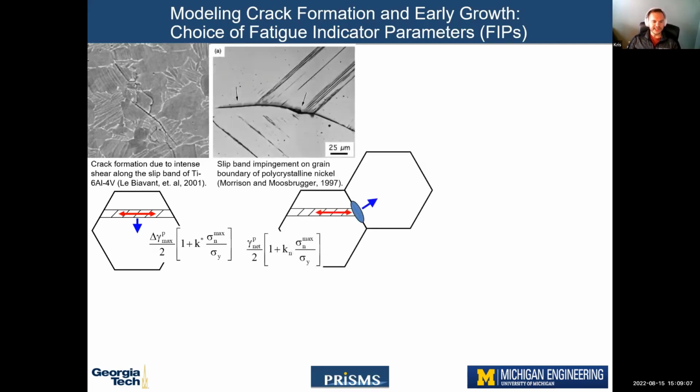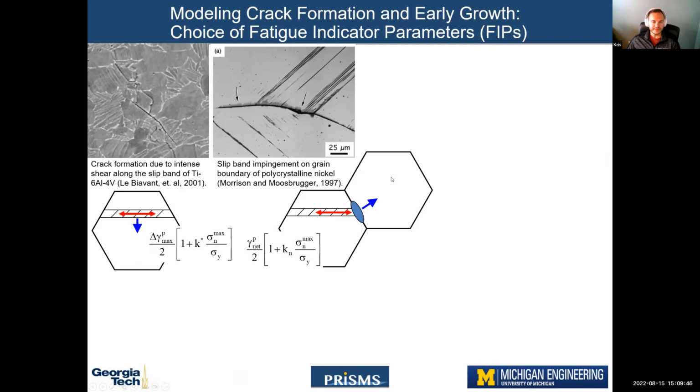Another common FIP is the grain boundary impingement FIP that's shown here. So this FIP considers the accumulation of plastic strain at a grain boundary, and then it also considers the stress normal to that grain boundary. Whereas in the, let me switch to a laser here. In this FIP here, what we consider in the Fatemi-Socie FIP is the maximum plane of plastic shear strain, and then we consider the stress normal to that plane of maximum shear strain. But let me switch back to turn off the laser pointer.